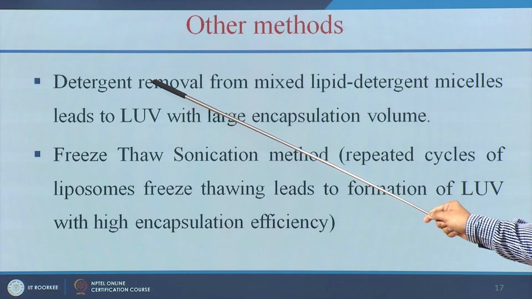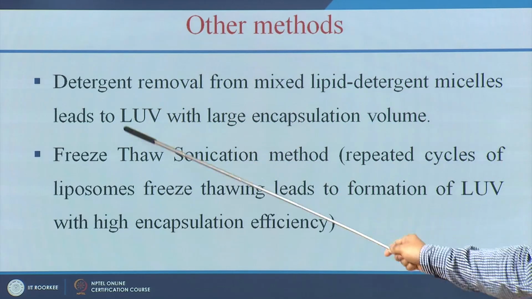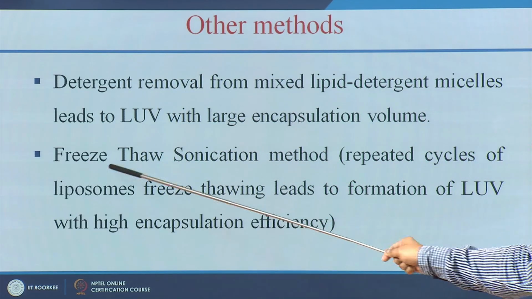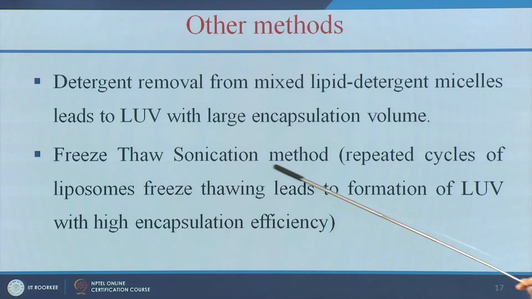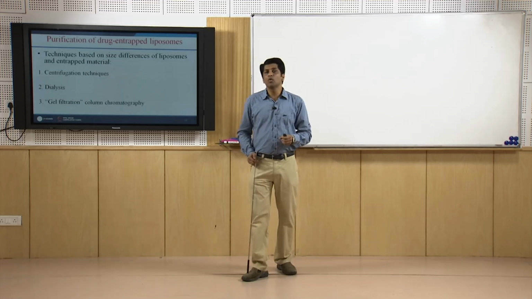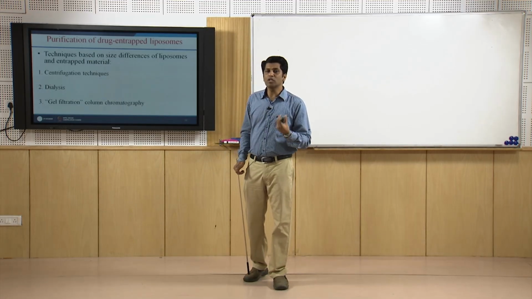Other methods are, you can use detergent removal from mixed lipid detergent micelles, which leads to LUV with large encapsulation volume. And the next method is the freeze thaw sonication method. In this method you will have repeated cycles of freeze thawing of liposomes, which leads to formation of LUV with high encapsulation efficiency. Once you load the liposomes with your drug, then you have to purify.